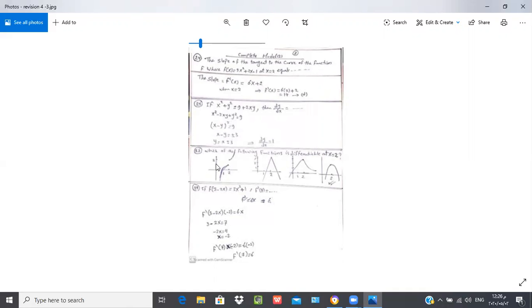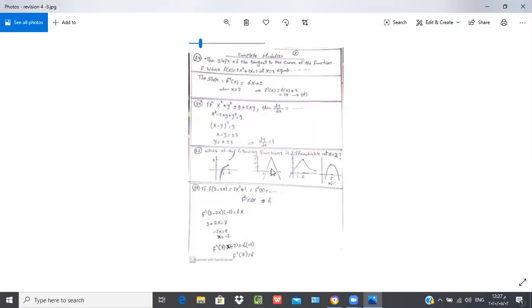Here he gives you many figures and asks you which one is differentiable at x equal to. Here, this one is not continuous because I have limit from right and limit from left that differ. Here, it's not a continuous function. So it's not differentiable, okay?